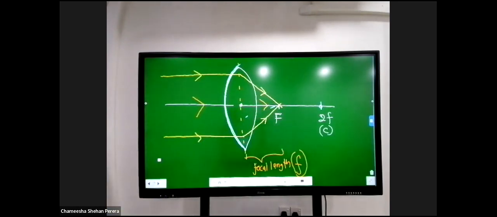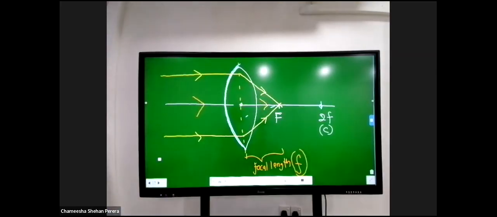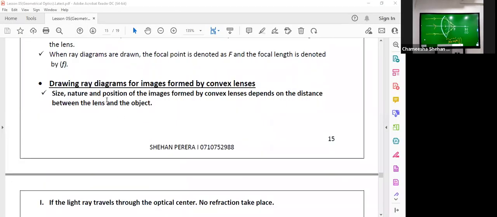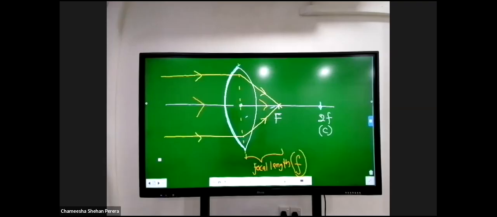Next part. When ray diagrams are drawn, the focal point is denoted as capital F and the focal length is denoted by simple f. We know that from long ago, right? All right, so now, see here, drawing ray diagrams for images formed by convex lenses. The size, nature, and position of the image formed by convex lenses depend on the distance between the lens and the object, that we know, right? So if you draw the ray diagram properly, you could identify the shape, size, and even the position of the image formed, right?